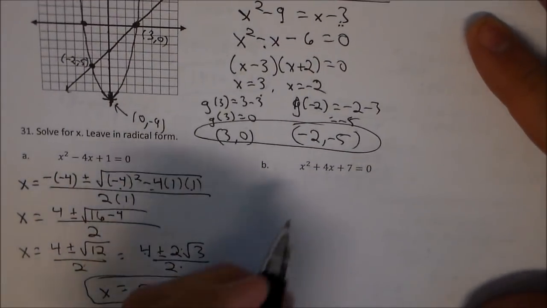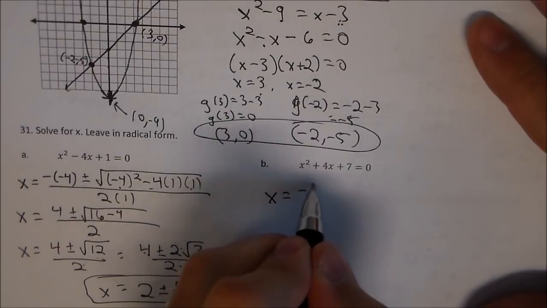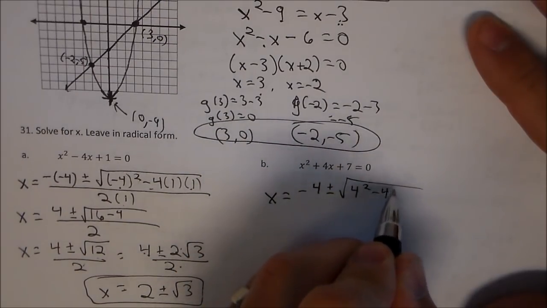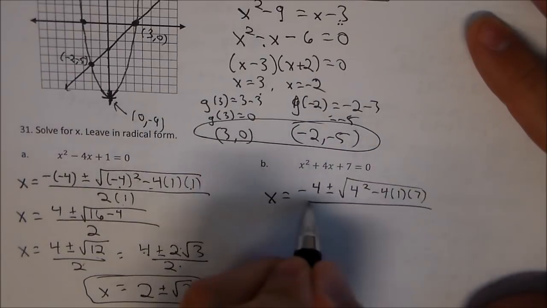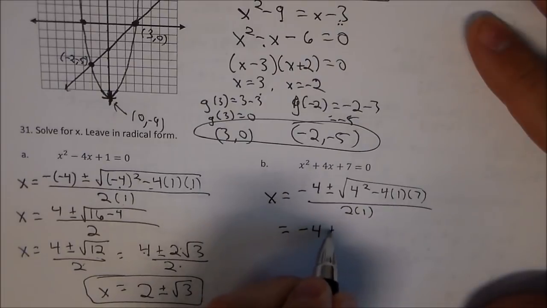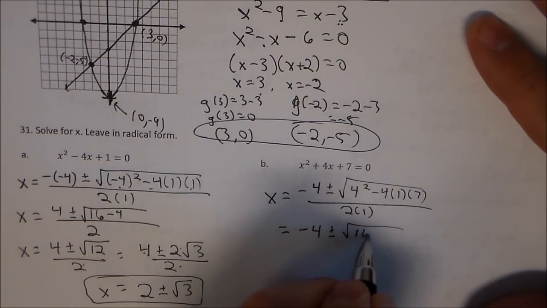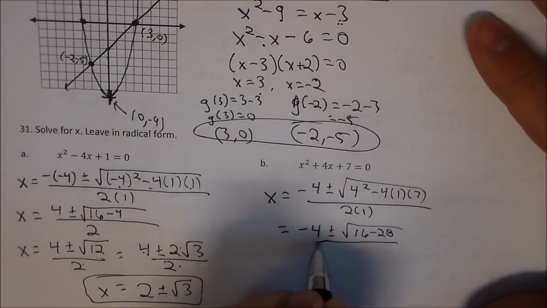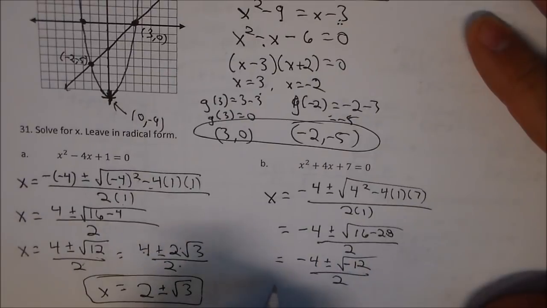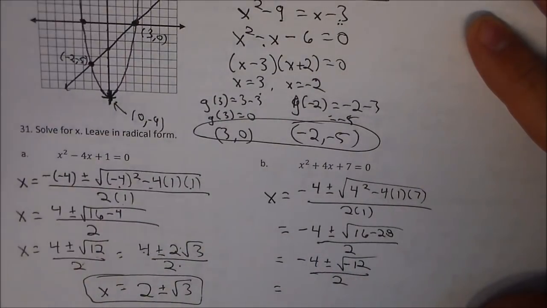For the next one, we'll do quadratic formula again. We get x equals negative 4 plus or minus the square root of 4 squared minus 4 times 1 times 7, all of it over 2 times 1. This becomes negative 4 plus or minus the square root of 16 minus 28 over 2. And then we get negative 4 plus or minus the square root of negative 12 over 2. Negative 12 is, well, 12 we know is 2 root 3. We just did that type of problem.